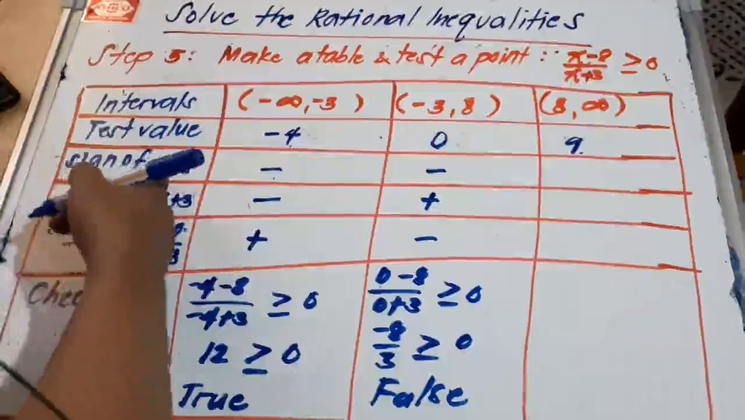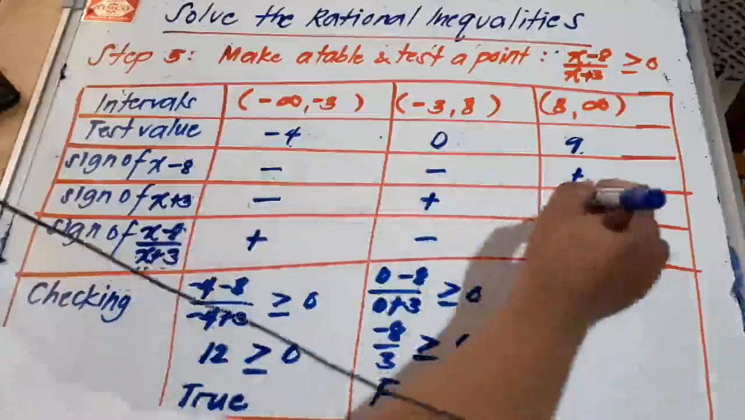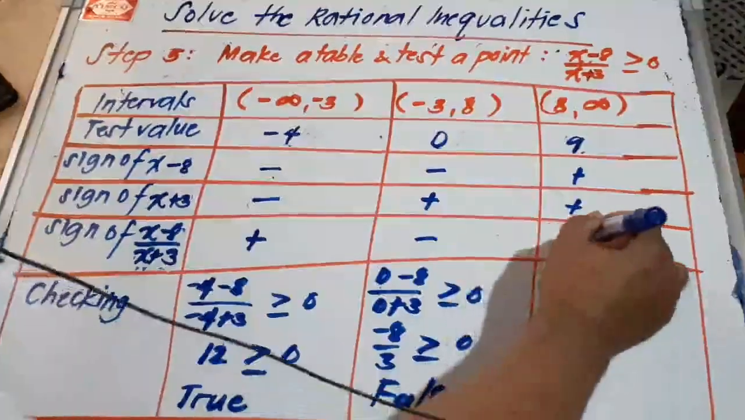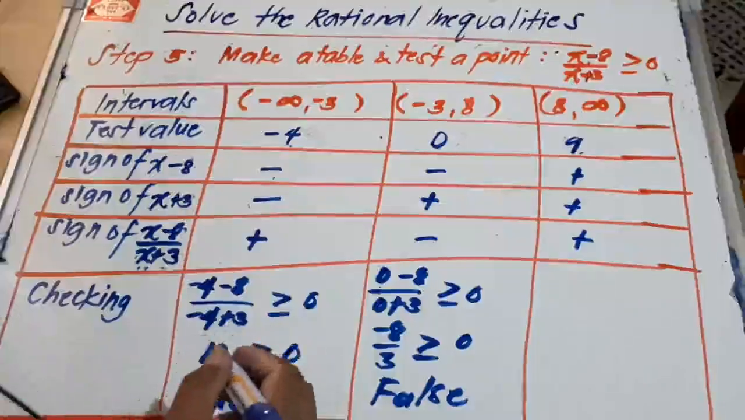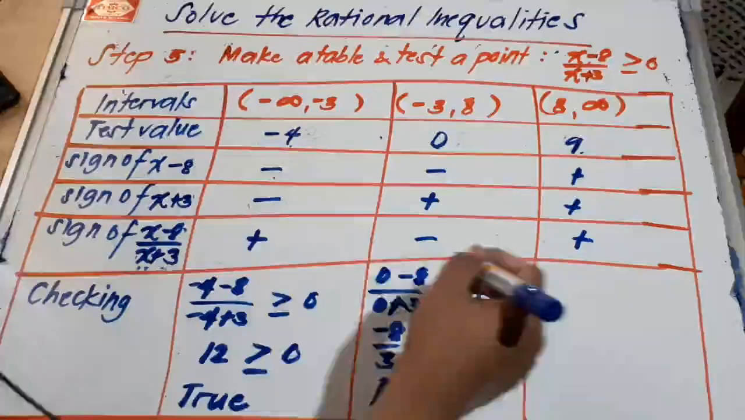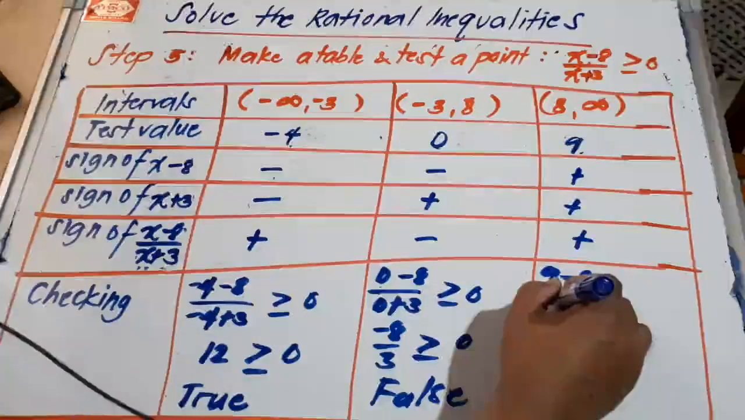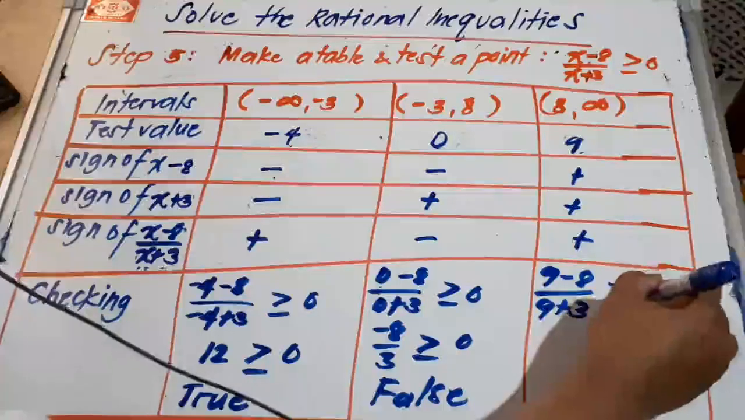We have 9 minus 8 is positive 1 or positive. 9 plus 3 is positive 12 or positive. Positive divided by positive is positive. So, possible, kasama to sa solution ng ating rational inequality. Let us check. We have 9 minus 8 all over 9 plus 3. Is this greater than or equal to 0?